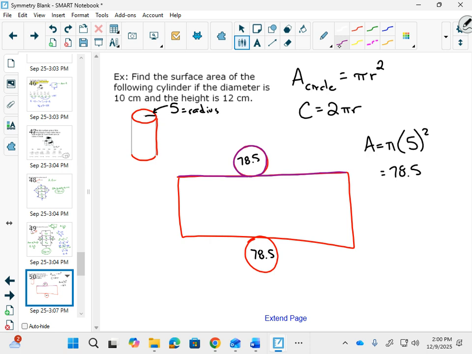The rectangle we need to find. In the rectangle, it tells us the height is 12. And this is the circumference. I know my radius is 5. I'd have to go to my calculator, type this in. I'll go to one decimal place again, 31.4.